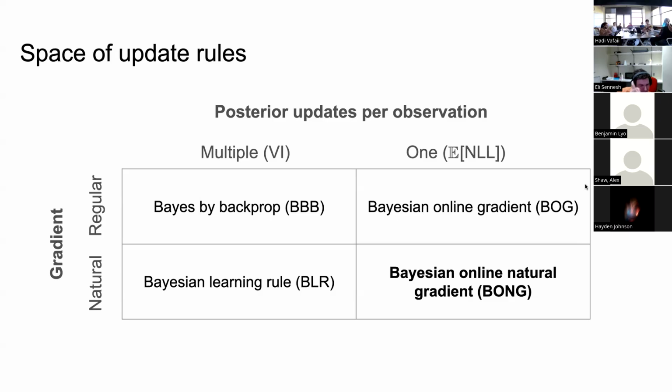And then not in prior work, but also defined as kind of an ablation algorithm in this paper, is the Bayesian online gradient, which is exactly the same as BONG, but does the regular gradient instead of the natural gradient.